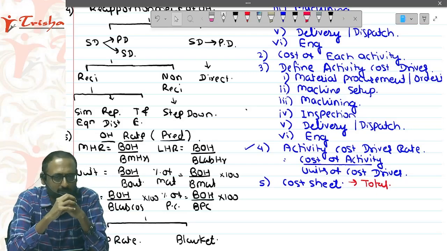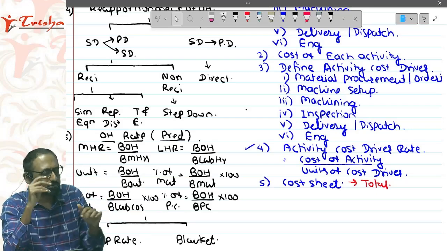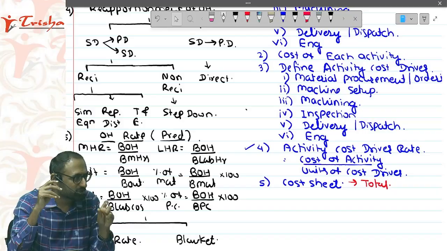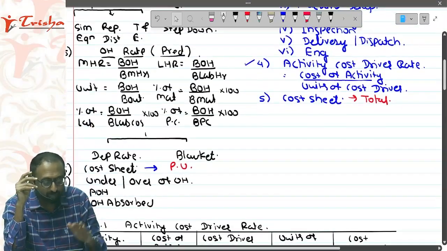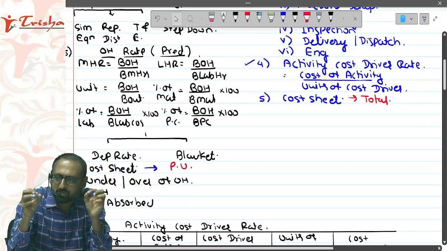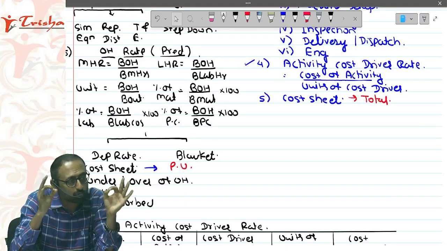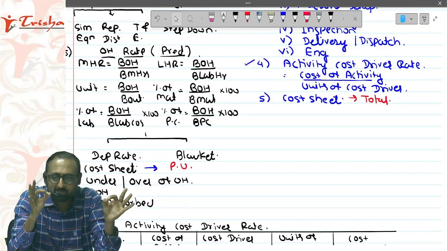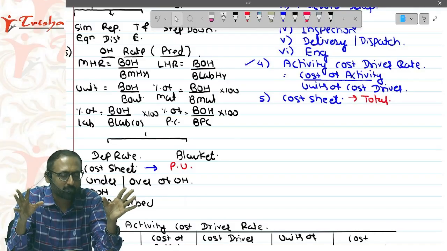Next important point, while preparing the cost sheet. Generally I am using the word general. Under the traditional method of costing, the cost sheet will be prepared per unit, but under activity based costing, you will compulsorily have to prepare the total cost sheet.